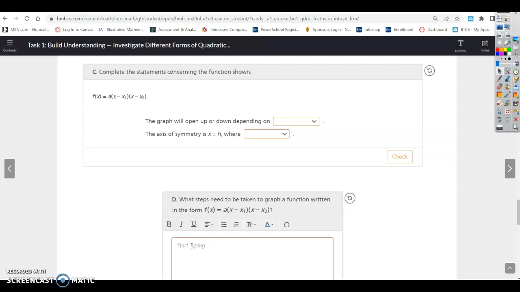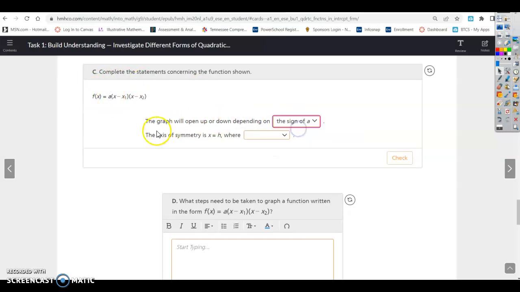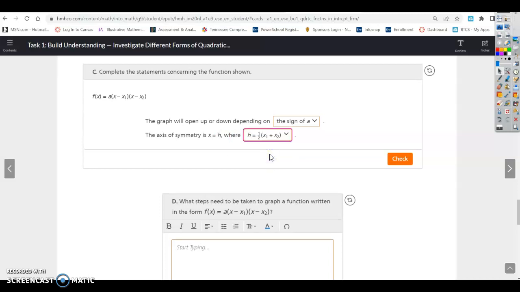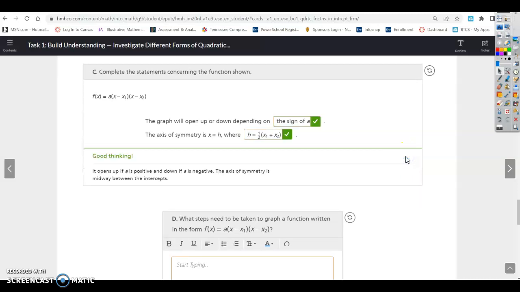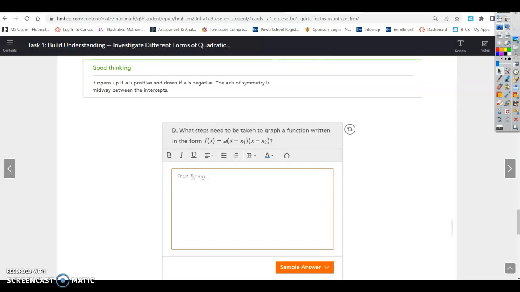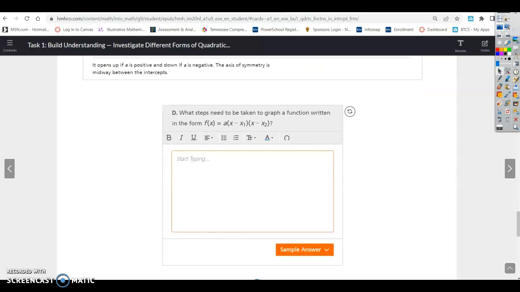All right, so complete the statements concerning the functions shown. The graph will open up or down depending on the value of a. So a tells you whether it goes up or down. The axis of symmetry is x equals h, where h is the average. Remember, the axis of symmetry is going to be in between your other points. So your axis of symmetry kind of cuts the parabola in half to where it's symmetrical.